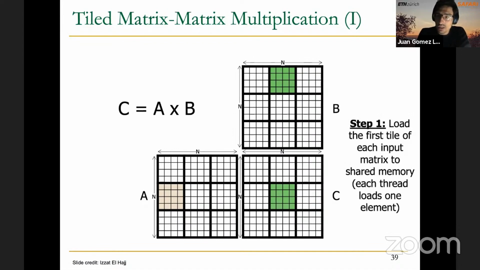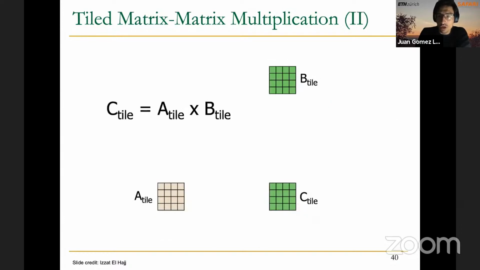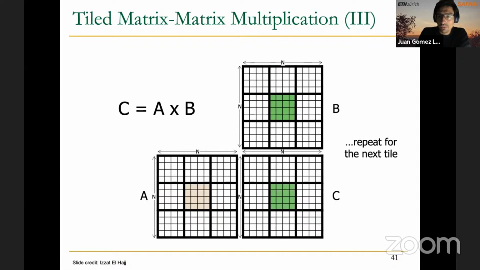So this is our first step, loading the tiles into shared memory, and then performing the multiplication of these tiles and storing the partial results somewhere in this tile of C. And then after performing the computation for the first tiles, we go to the next tiles, this one here and this one here, and then the next tiles, and so on.